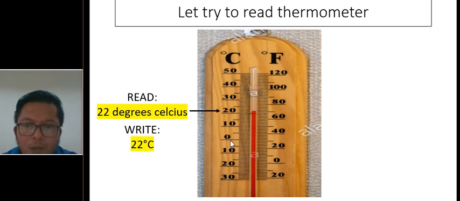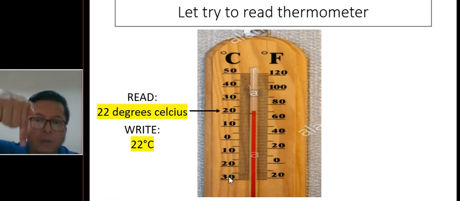Now here is 0 and another 10. So how do we read that? This is 10, 20, 30, 40. 10 degrees, 20 degrees, 30 degrees, 40 degrees, and 50 degrees. How about this one? 10, 20, 30. It's going down. It's going down. So how do we read it?